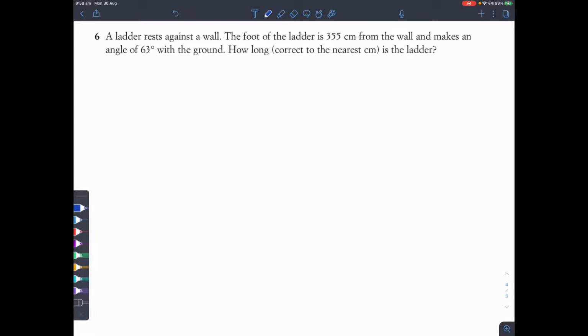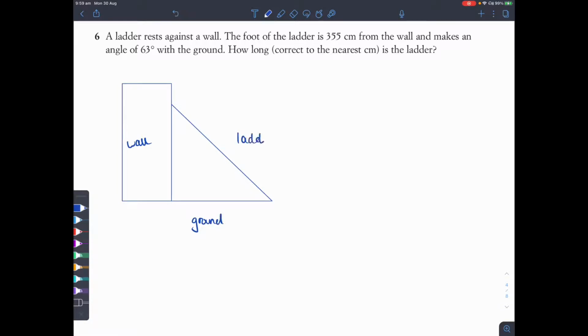So this is pretty cool. So we've got a ladder here. Oh, no, this is the wall here, sorry. And you know that there's a ladder that is leaning against the wall. So let's just say if I draw one right here. Okay, this is the ground. There's your ladder. Now, we can actually find out the length of this ladder as long as we know a couple of things. So in our question, we've got that the foot of the ladder is 355 centimeters from the wall.